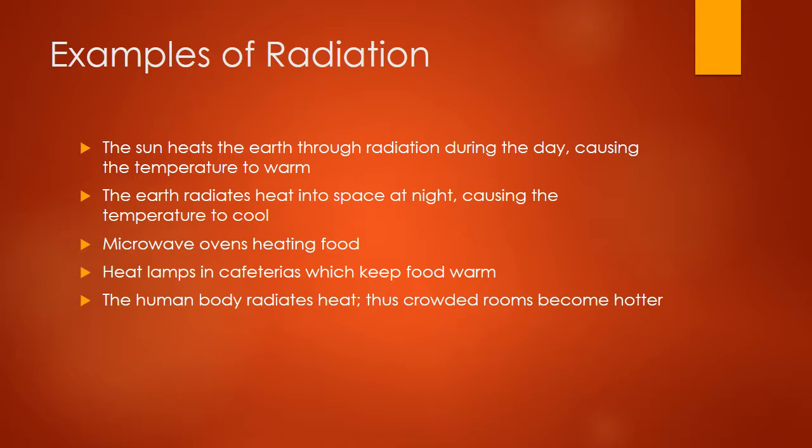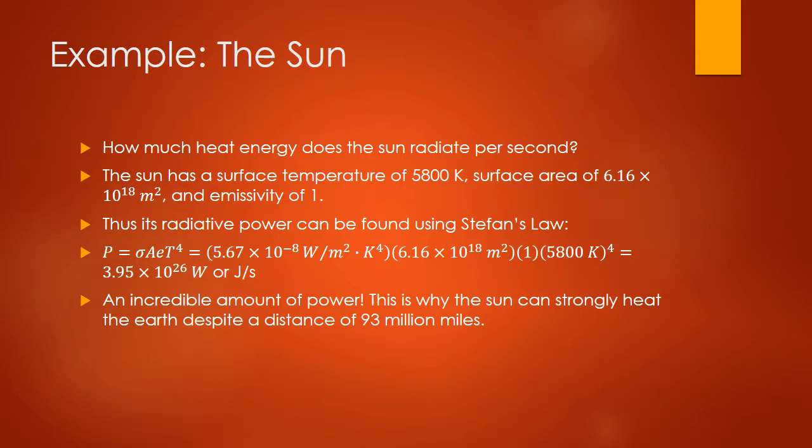Heat lamps in cafeterias use radiation to keep food warm. And it's also important to note that the human body radiates heat, and that explains why crowded rooms with a lot of people in them typically become warm or even hot, because there's so many bodies in there radiating heat.